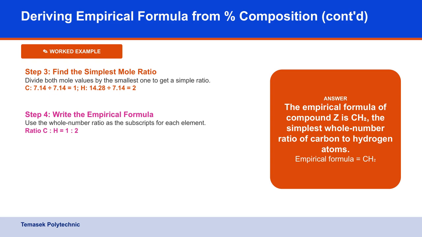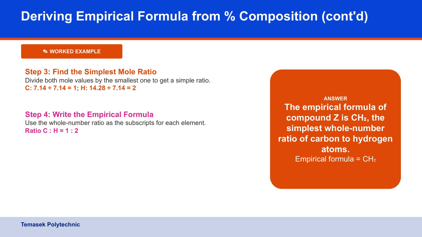All right, let us work through the final 2 steps together. In step 3, we divide both mole values by the smallest mole value, which is 7.14. Carbon gives 7.14 divided by 7.14, which equals 1. Hydrogen gives 14.28 divided by 7.14, which equals 2. This gives us a clean whole number ratio of carbon to hydrogen of 1 to 2.